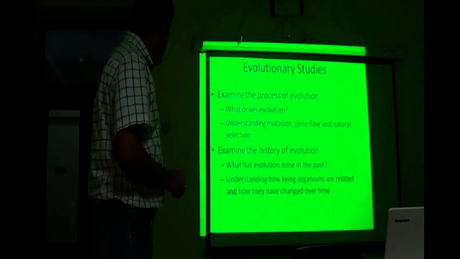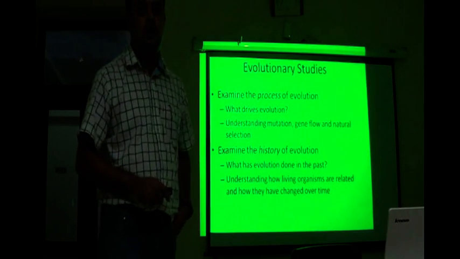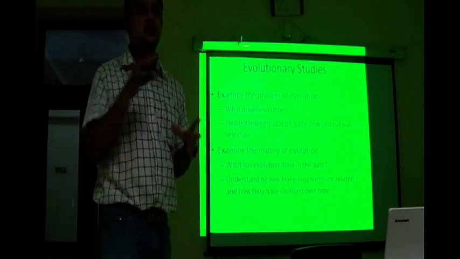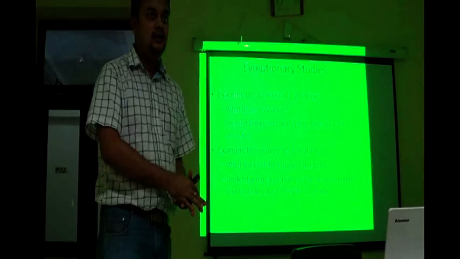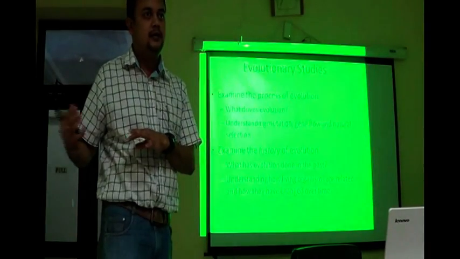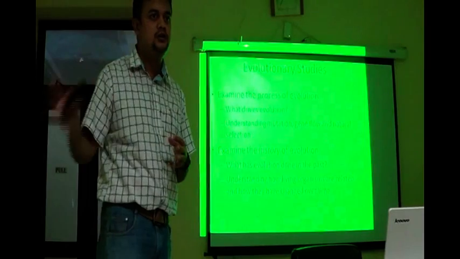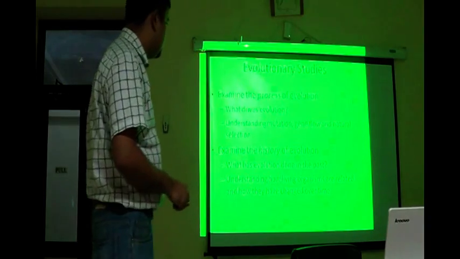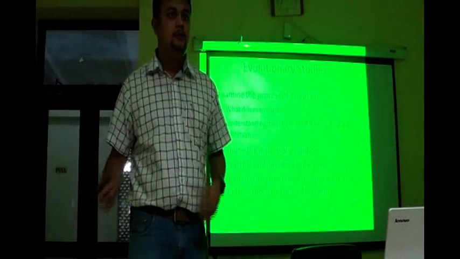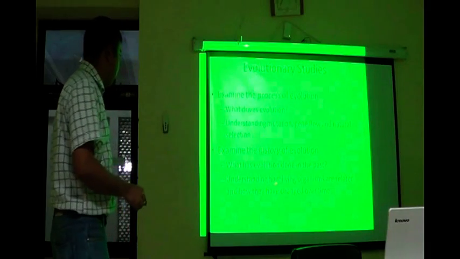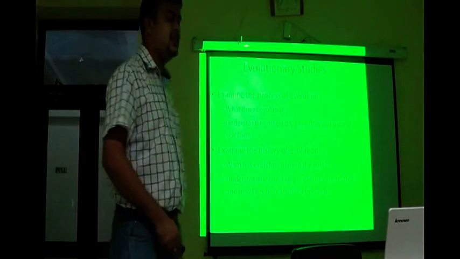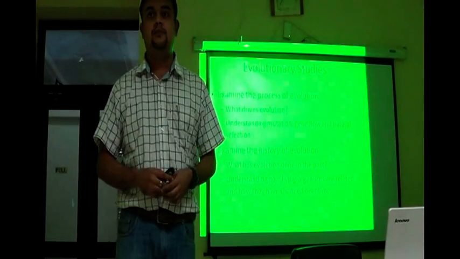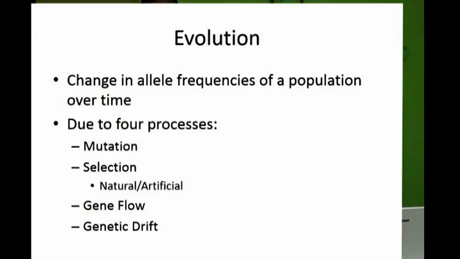Another point is examining the history of evolution. How the organisms we see today have evolved, and what the relationships of these organisms are. That is something like back tracing the process of evolution. That is exactly how we are drawing the tree, right? To see what the relationships are. So what has evolution done in the past? You are retrospecting the process of evolution in this context. Understanding how living organisms are related and how they have changed over time. So if you calibrate temporally the process of evolution, that is the context. Is that clear?